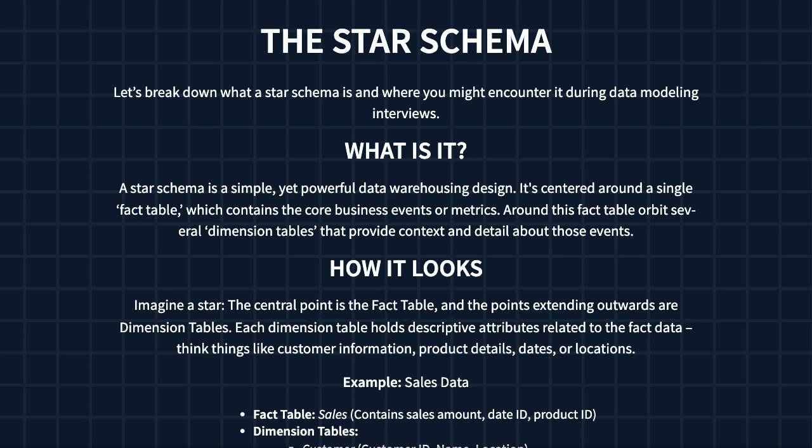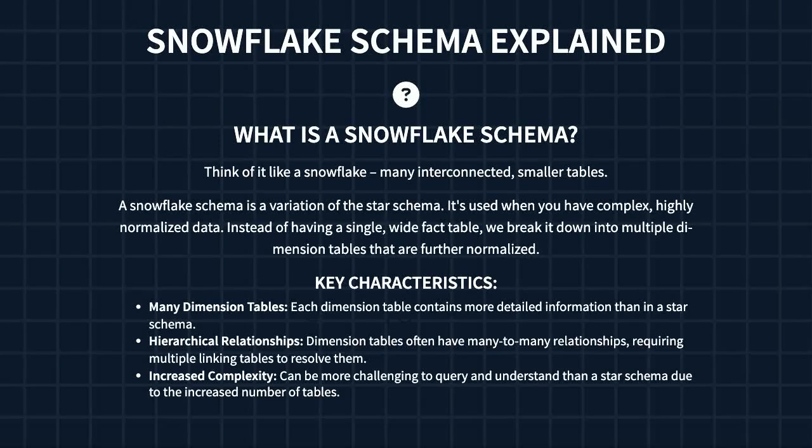Then you have several dimension tables branching out from that central fact table. These dimension tables hold all the descriptive details, such as customer information, product names, dates, and locations. It's a really straightforward design, making it ideal for reporting and business intelligence. You'll often see star schemas used in retail sales, e-commerce, finance, or any situation where you need to analyze trends over time.